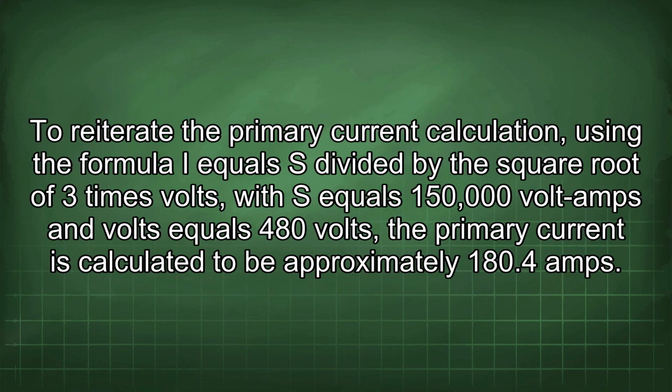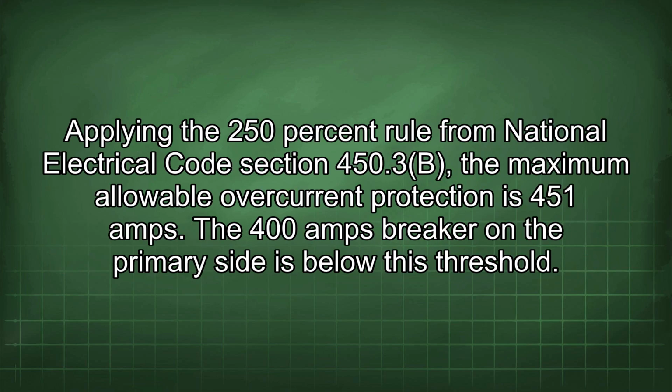To reiterate the primary current calculation, using the formula I equals S divided by the square root of 3 times volts, with S equals 150,000 volt-amps and volts equals 480 volts, the primary current is calculated to be approximately 180.4 amps. Applying the 250% rule from National Electrical Code section 450.3(B), the maximum allowable overcurrent protection is 451 amps. The 400 amps breaker on the primary side is below this threshold.